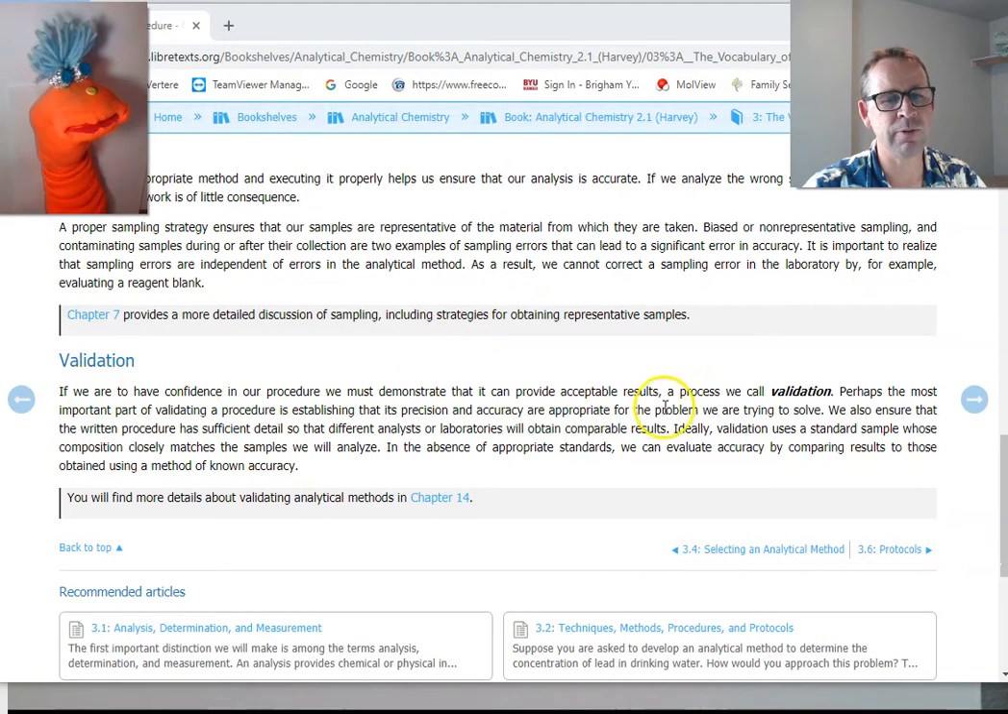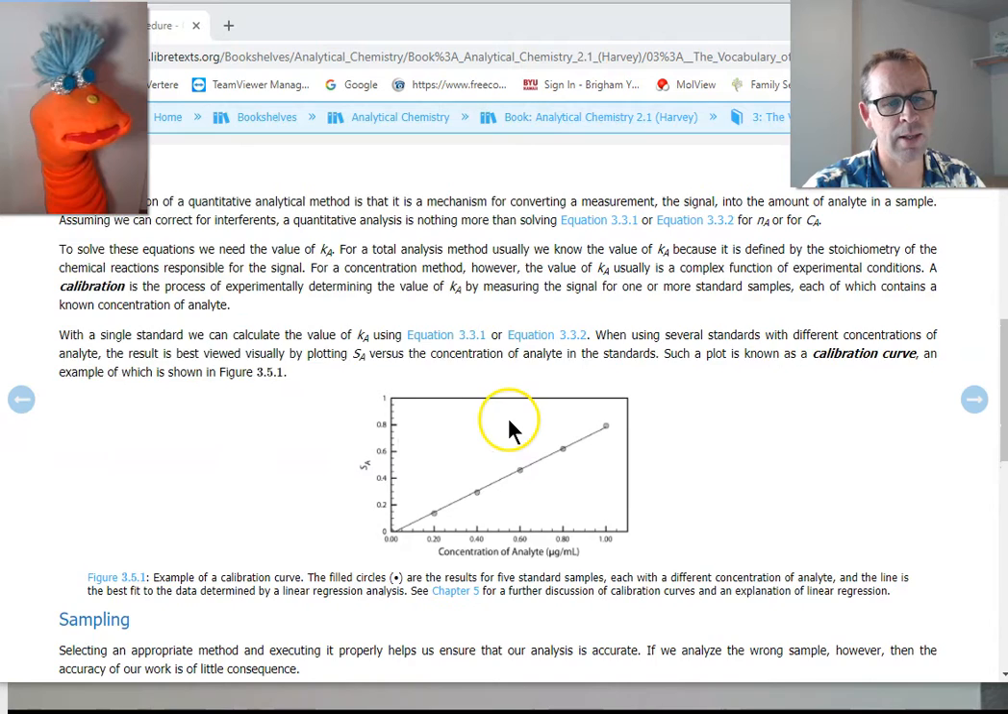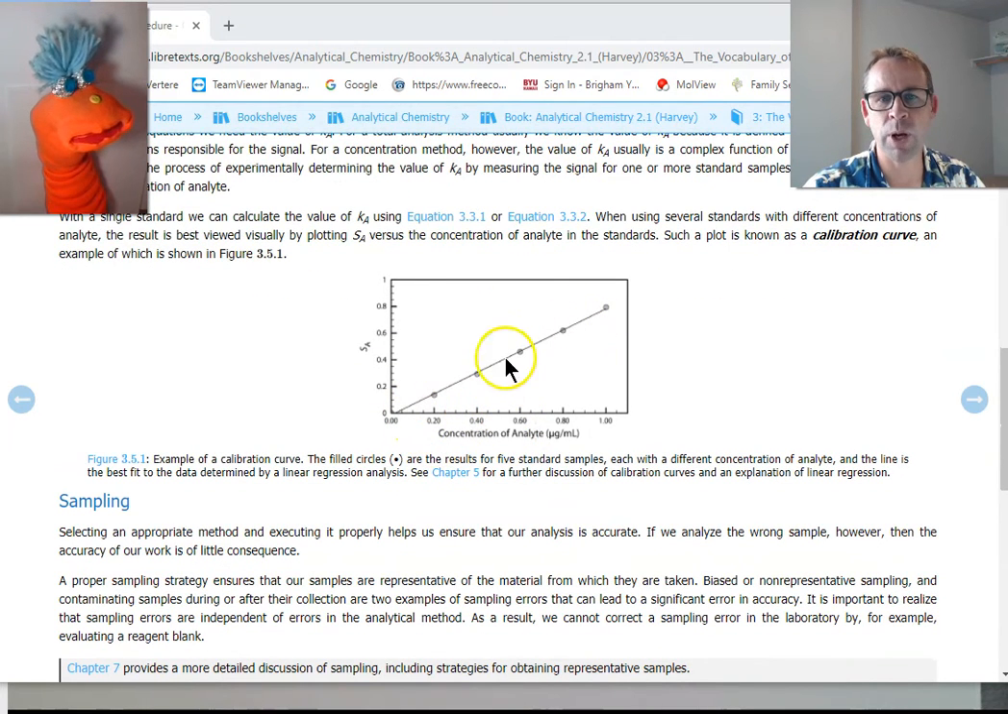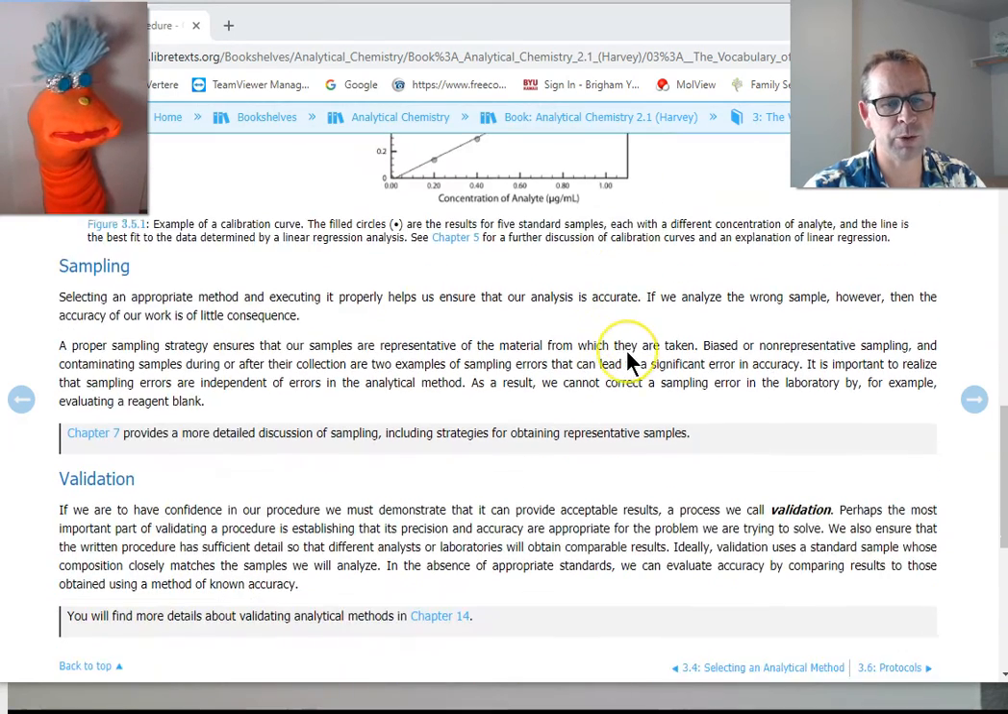Validation. You need to validate your process, and essentially what that is, is to get other standards that you know. And again, a standard curve is a good way to show that you've validated your system. Now, if your sample has a different matrix in it, then that's a problem, right? And that's why it's always nice to create the standards in the same matrix as the sample. And we'll talk more about that later.